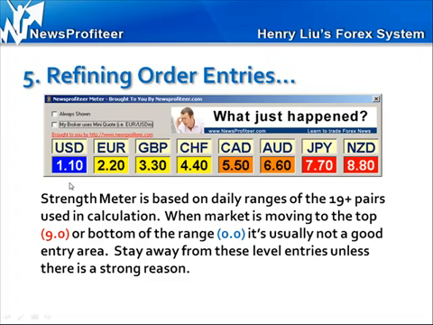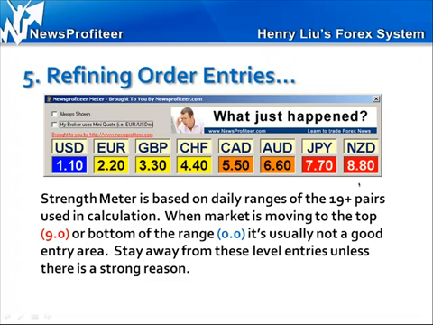As the market starts to move up and down, strength will adjust according to the daily ranges. So what's the daily range? It's the high and the low of the day. The day starts at 5 p.m. and ends at 4:59 p.m. the next day if you're in the New York time zone. So it calculates the range, and when you are at the top of the range, the number is likely to be high.